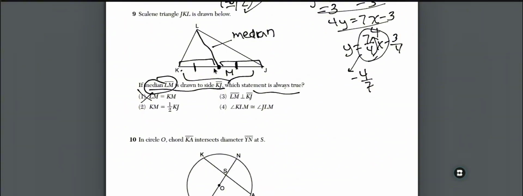And then it says LM is perpendicular to KJ. Well, no, because it doesn't form a right angle. And then answer choice 4 says angle KLM, so this angle, is congruent to angle JLM, this angle, which would only happen if this was an angle bisector. But we know it's only a median. And the median is only going to bisect the side that it's drawn to. So I know that for question number 9, my answer choice is going to be 2.